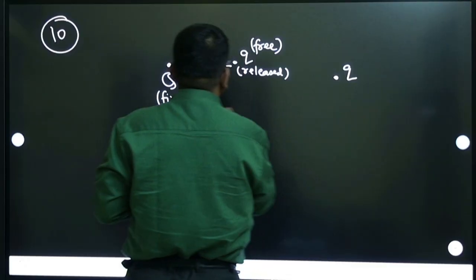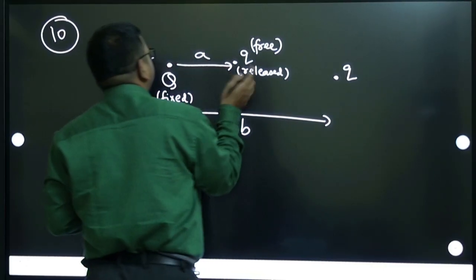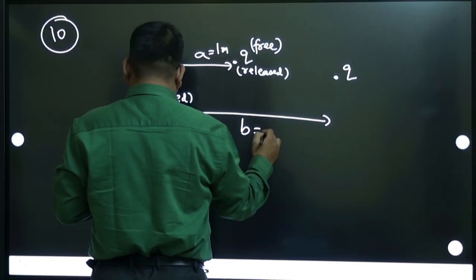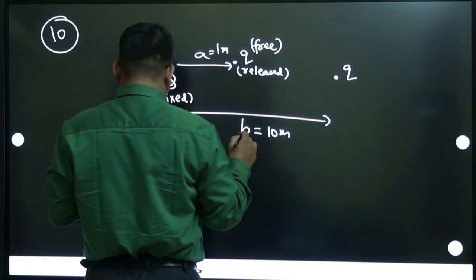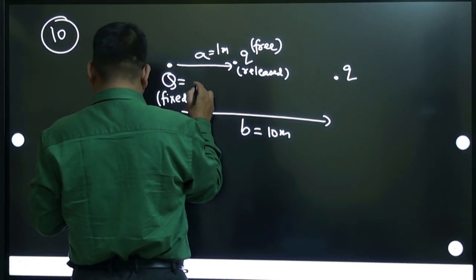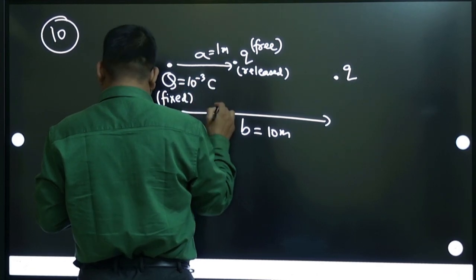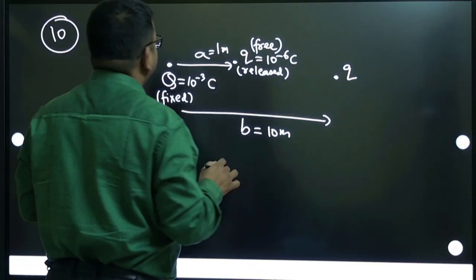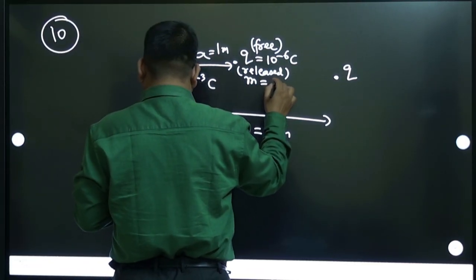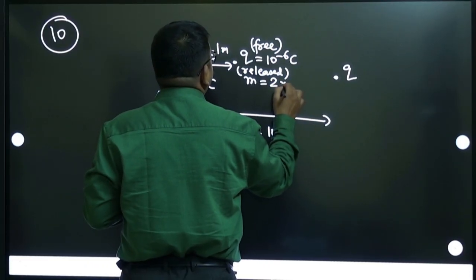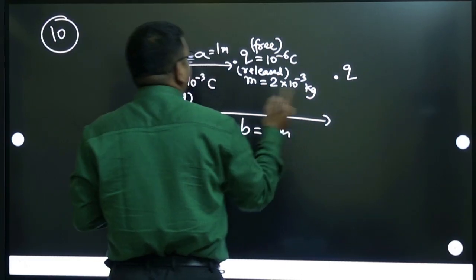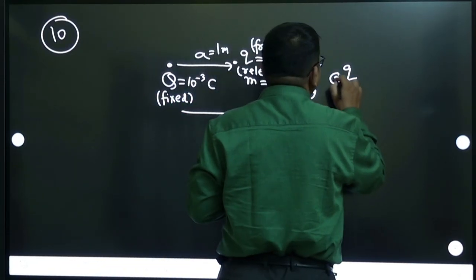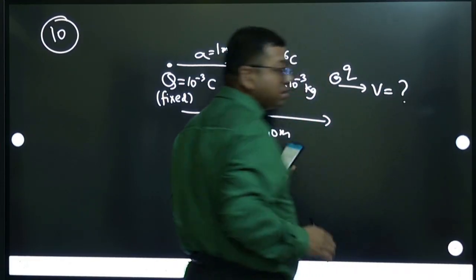After some time, the distance between them changes to b. Initially the distance was a, now the distance has become b. They have given the value of a as 1 meter and b as 10 meter. Capital Q charge is given as 10 to the power -3 coulomb, and the small charge value is 10 to the power -6 coulomb. The mass of this particle is also given as 2 gram, which is 2 into 10 to the power -3 kg; I have converted gram to kg. Now the question is, what is the speed when it reaches here? This type of question we discussed in the class.